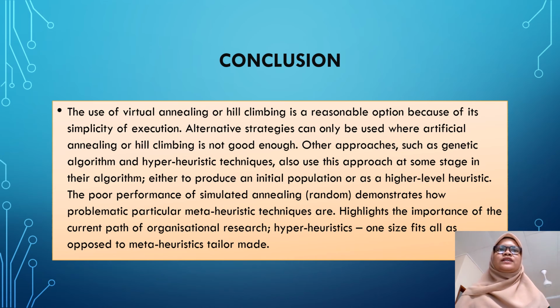For the conclusion, the use of simulated annealing or hill climbing is a reasonable option because of its simplicity of use. Alternative strategies can only be used where simulated annealing or hill climbing is not good enough. Other approaches such as genetic algorithms and hyperheuristic techniques also can use this approach at some stage in their algorithm, either to produce an initial population or as a higher level heuristic.